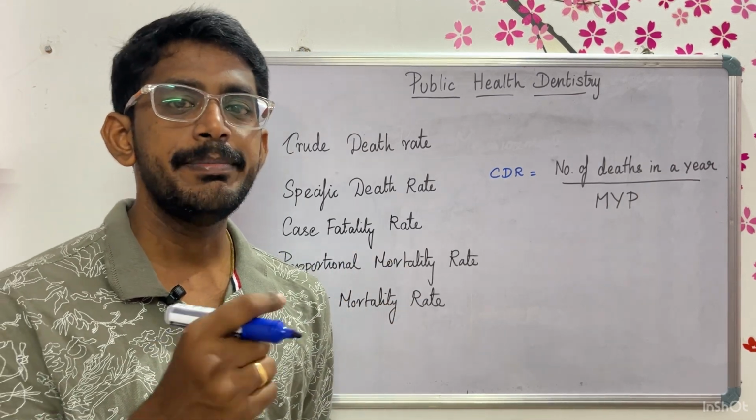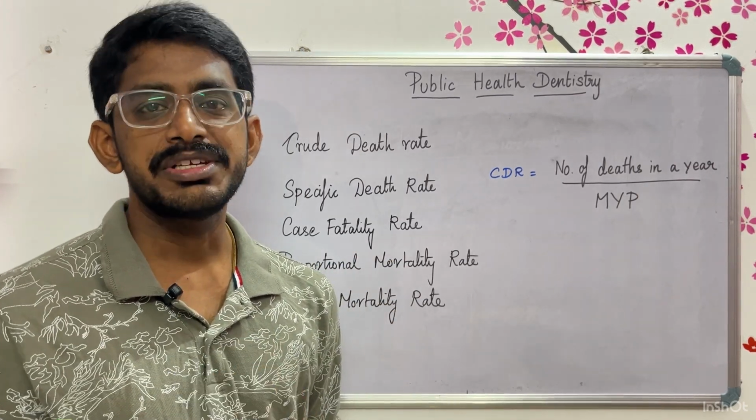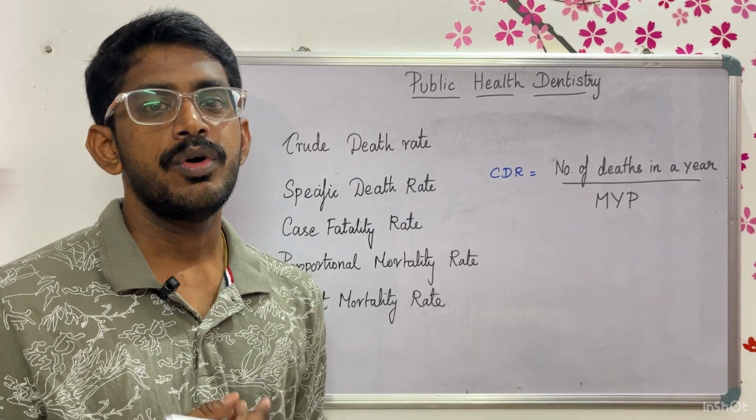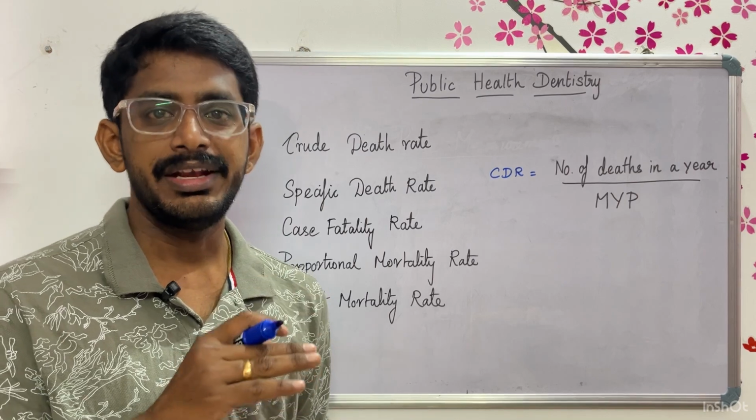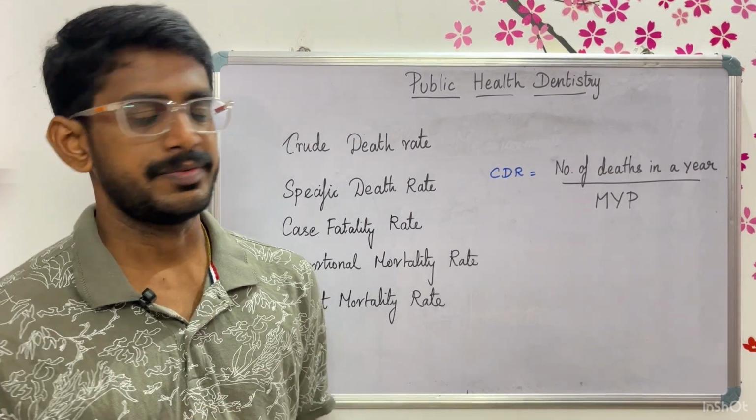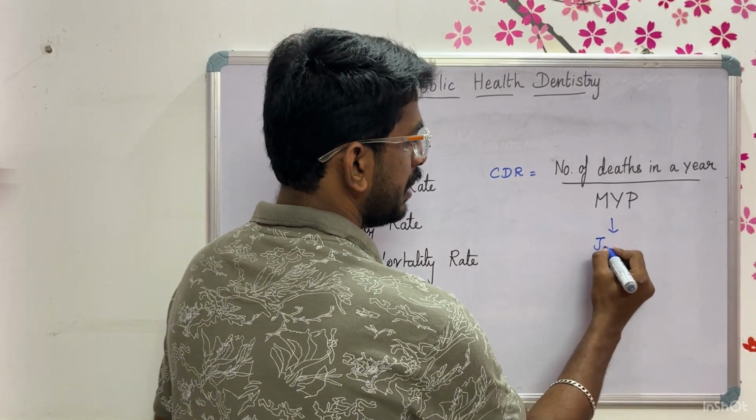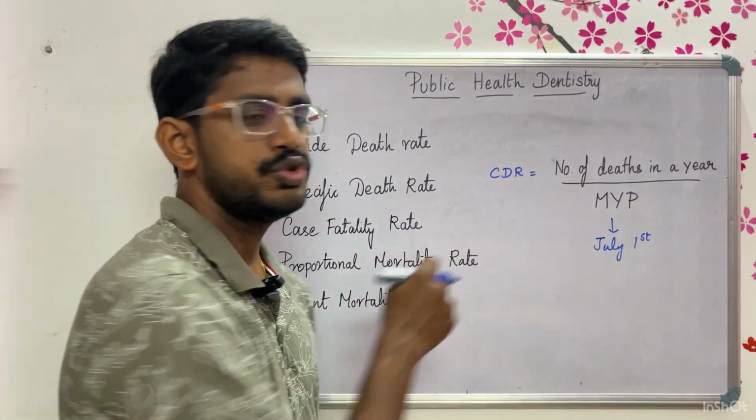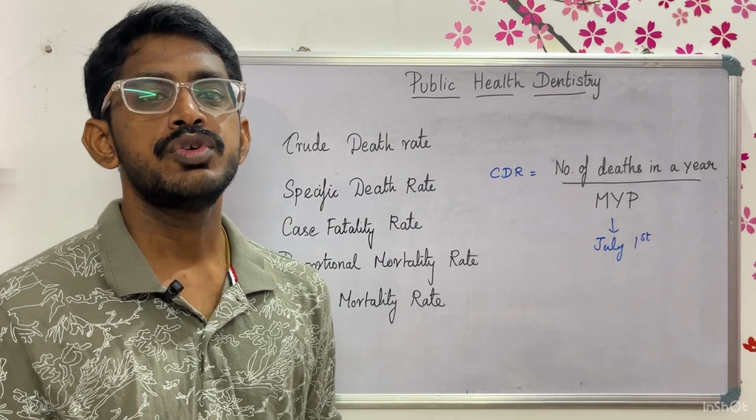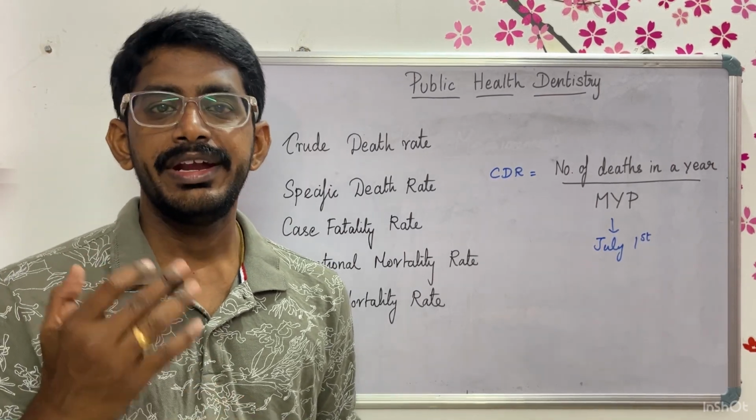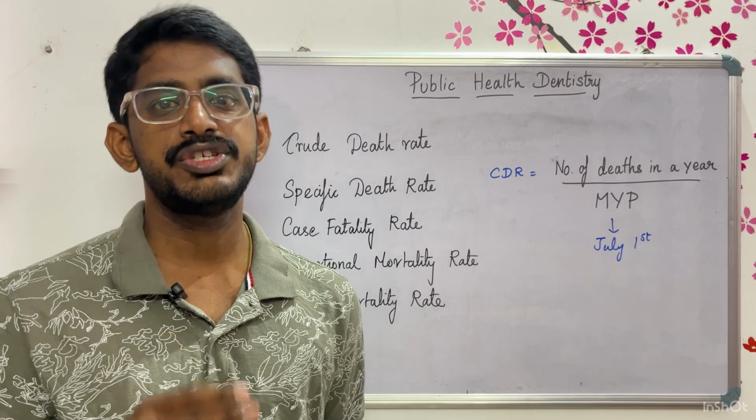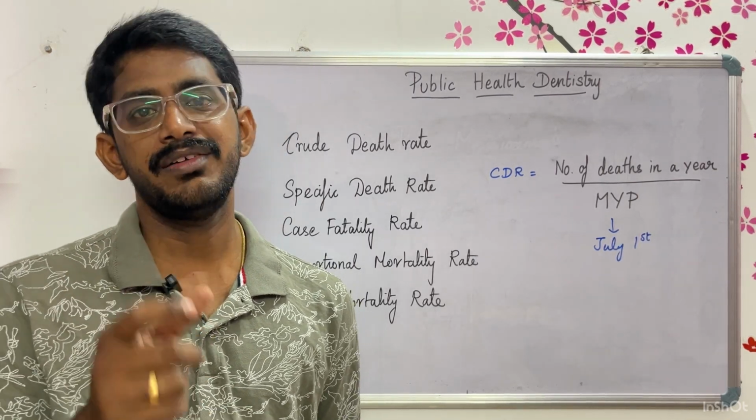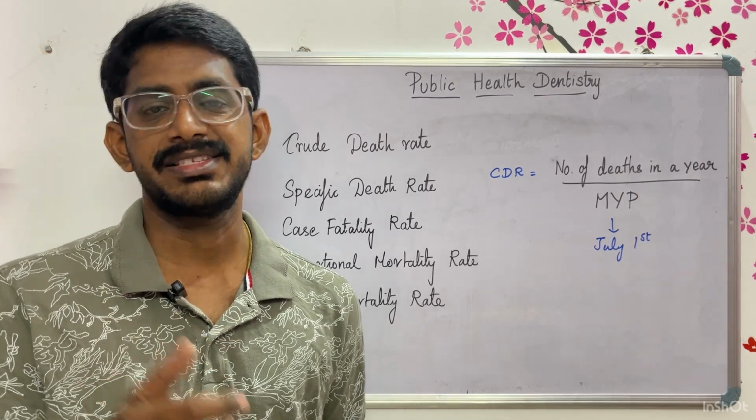What is this mid-year population? Mid-year population is nothing but the average of the population in a particular region in a year. So when will the population be at an average level? On July 1st. Usually it is measured on July 1st. The population of a particular region on July 1st is called the mid-year population. So this crude death rate accounts for deaths due to all reasons, each and every particular condition. That is why the word crude, all reasons.